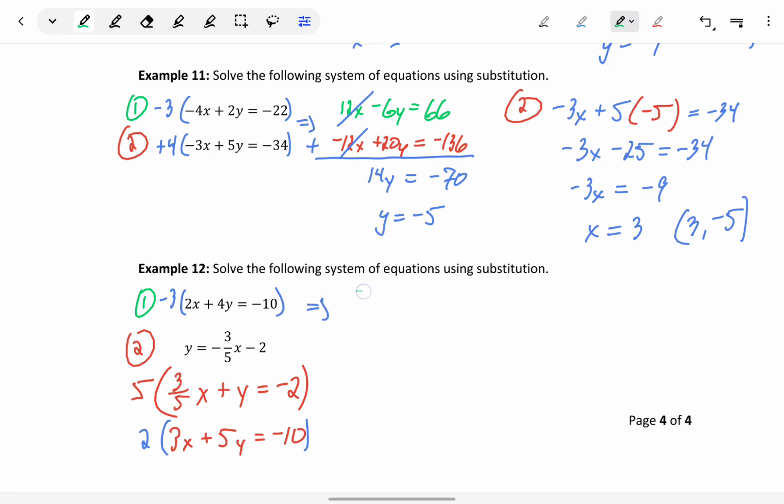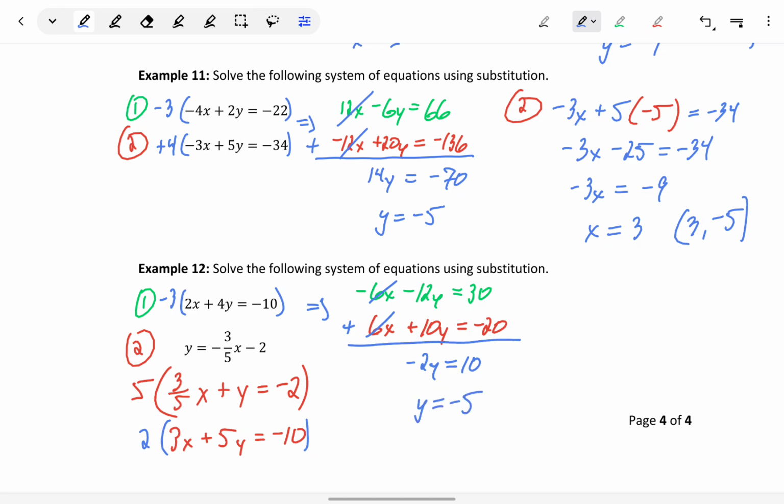This will give us -6x minus 12y is equal to 30. And 6x plus 10y is equal to negative 20. Now 6x and negative 6x will cancel with each other, leaving us with negative 2y is equal to 10. And we end up with y is equal to negative 5.